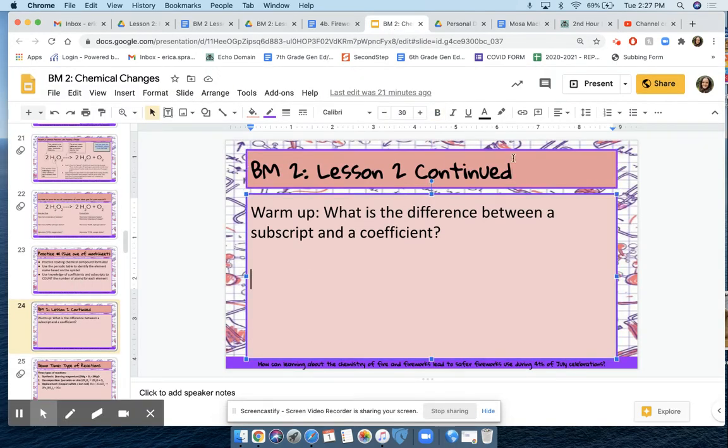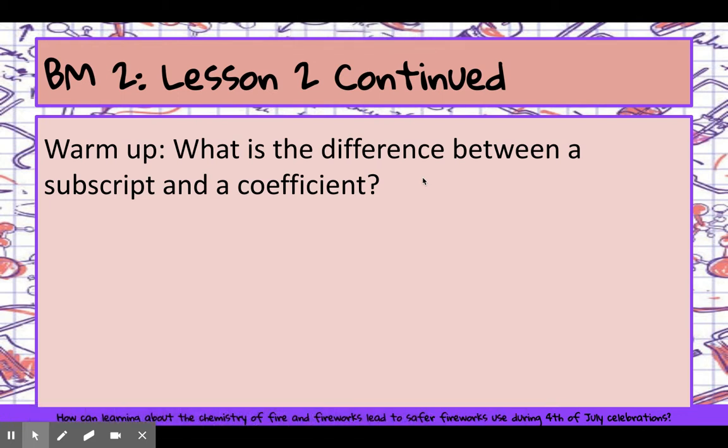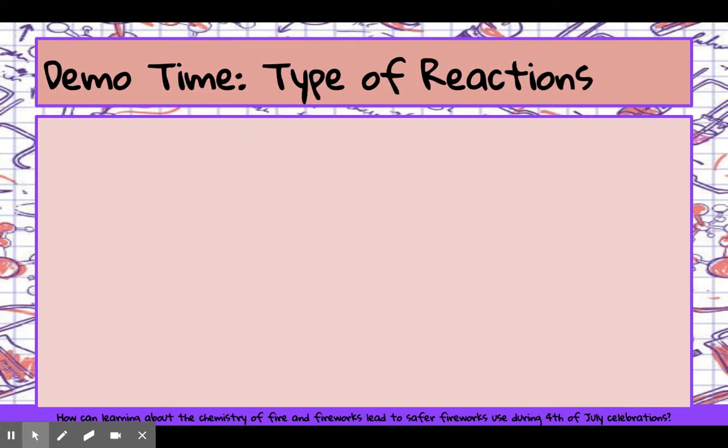All right, today's warm-up is currently on the screen. So if you need to pause and find your warm-ups paper, I need you to go back into the last workshop and remember what the difference is between a subscript and a coefficient. So take a minute, think about that. It is going to be really important in understanding chemical reaction sentences.